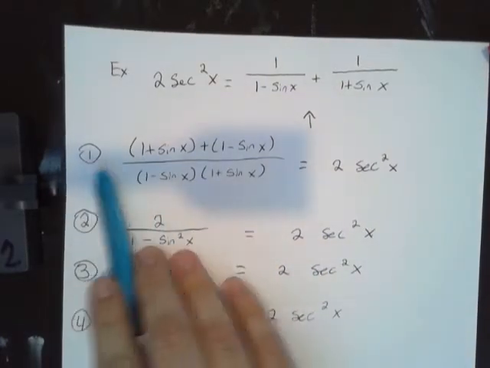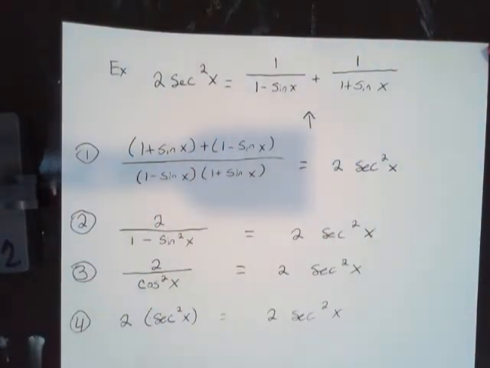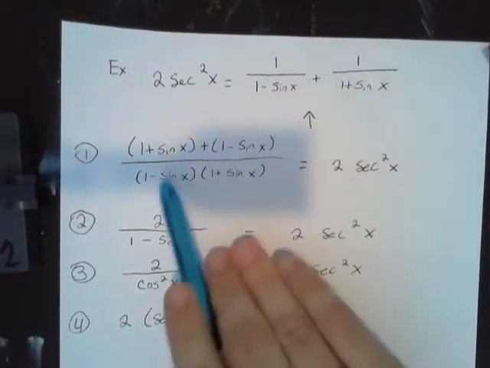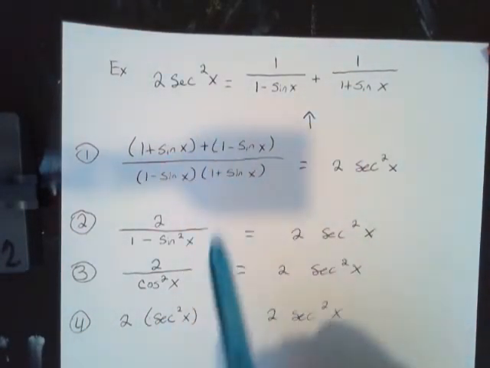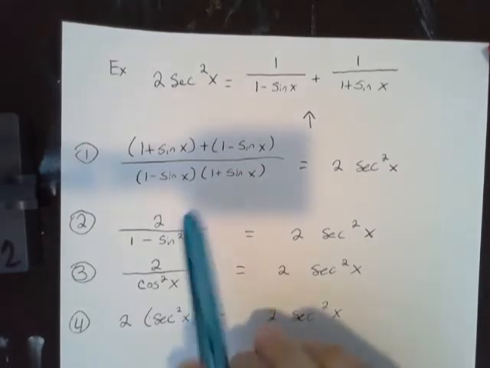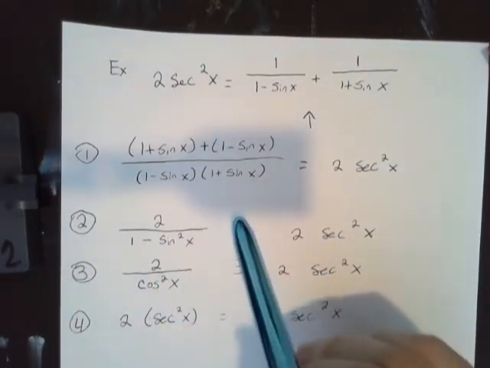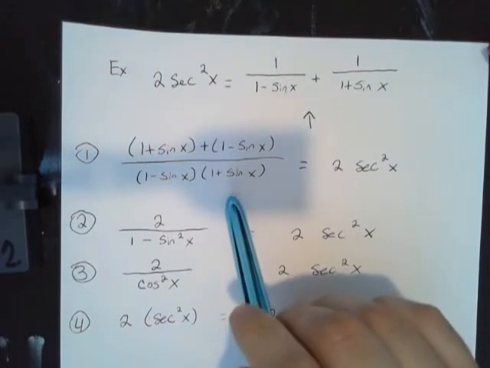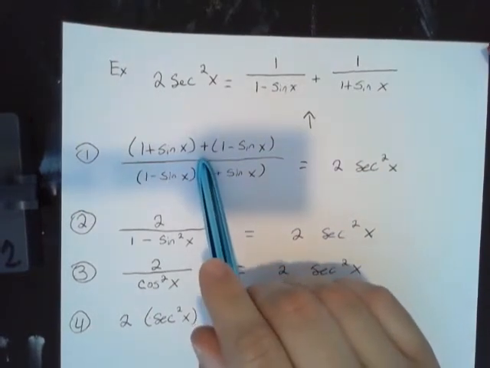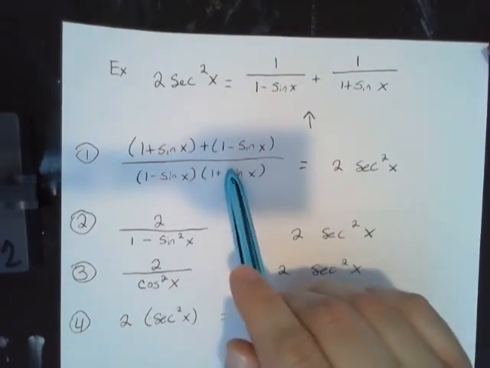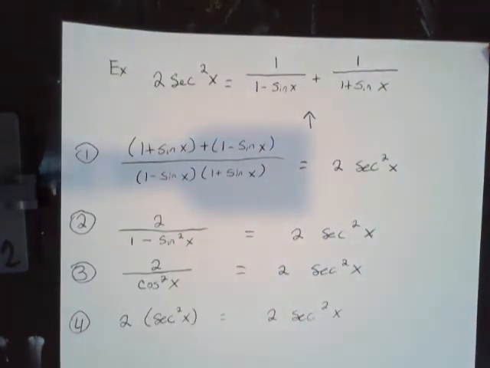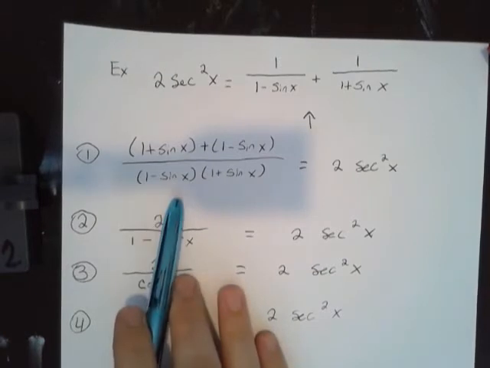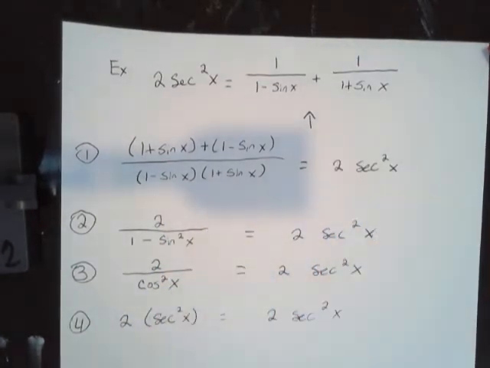Okay, so my first step, all I'm doing is adding these two things together. So I'm getting my common denominator of 1 minus sine of x times 1 plus sine of x, and then just putting these on the top. Now, be careful, when I've taught this before and we did this one in class, people want to cancel these, but remember, with something like addition, you can't just cancel stuff out. So, I get 1 plus sine of x plus 1 minus sine of x over 1 minus sine of x times 1 plus sine of x is equal to 2 secant squared.